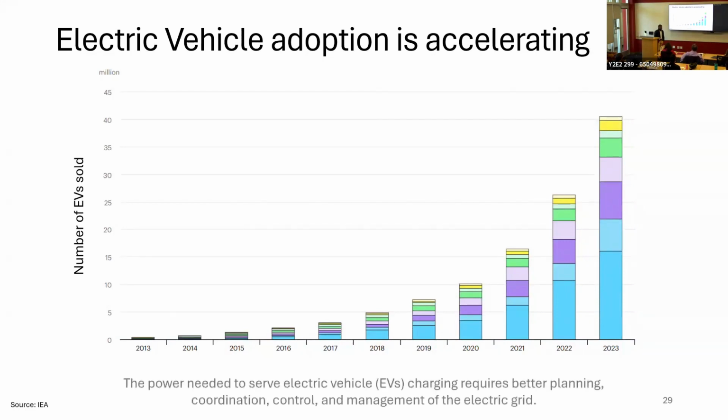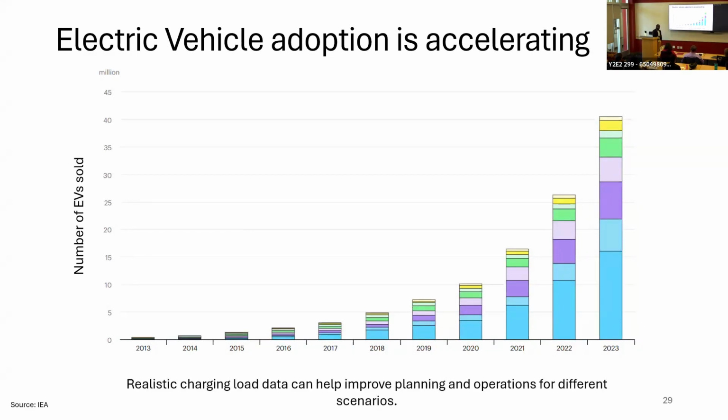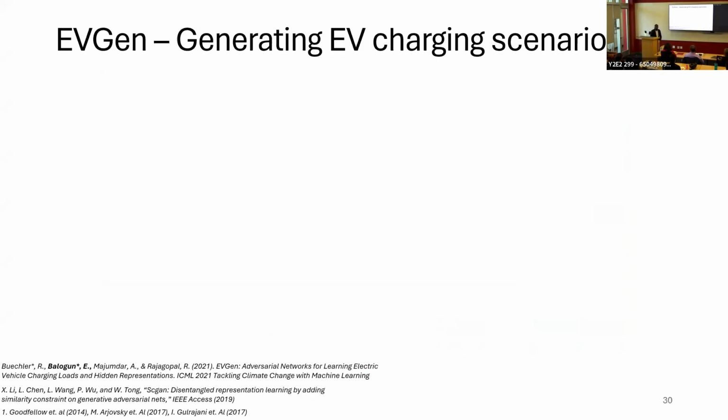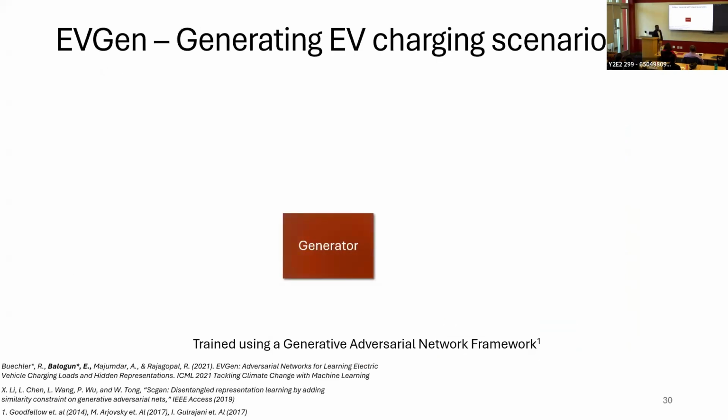And so it's really important for us to be able to coordinate all these resources and leverage the flexibility that we might have so that we don't have to expensively overbuild. At the same time, if we can essentially capture the different types of EV charging, then it can help us plan better. Which brings us to something called EVGen. So EVGen is a machine learning model we use to learn EV charging loads. It also uses the generative adversarial network framework.